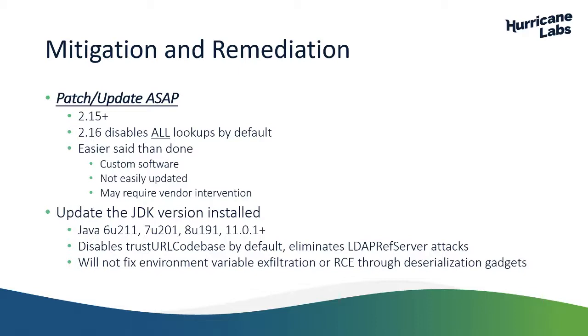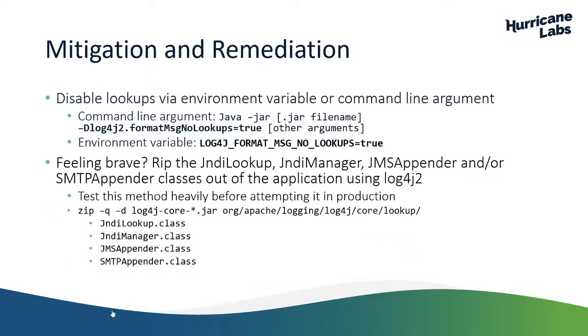Unfortunately, this won't fix instances where the attackers are doing environment variable exfiltration or gaining remote code execution through deserialization and gadgets that might exist in your Java applications. Another option available to you for mitigating this vulnerability would be to disable the ability to do JNDI lookups entirely, either by setting the formatMsgNoLookups environment variable or command line argument. On the screen here, I have the format for the command line argument as well as the format for the environment variable for disabling message lookups either way.